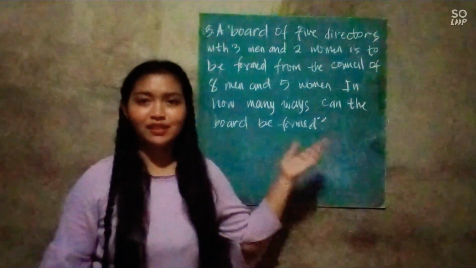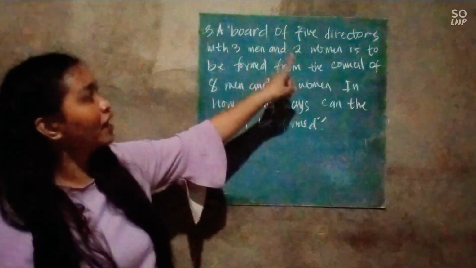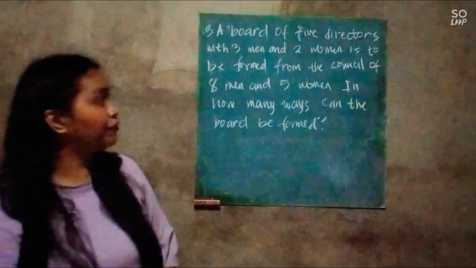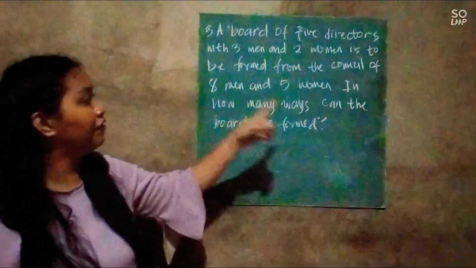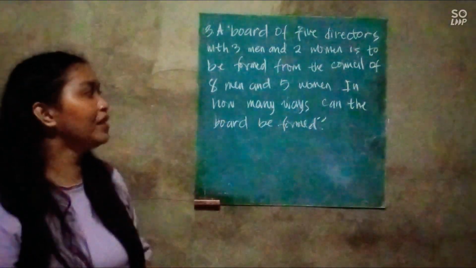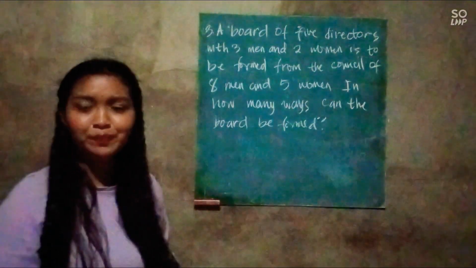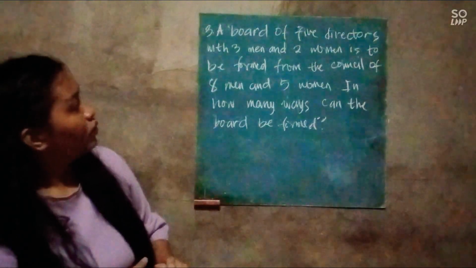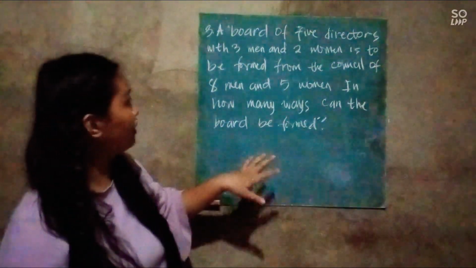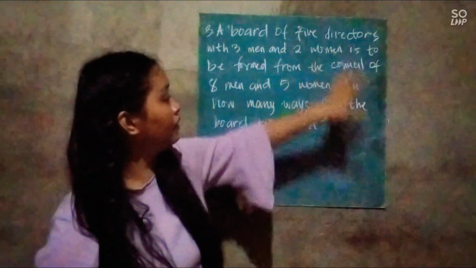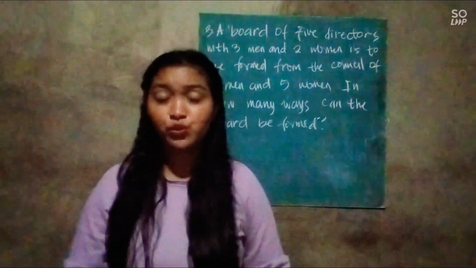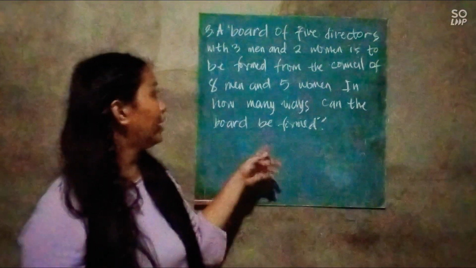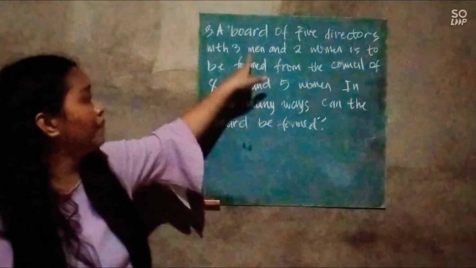Another example is this one. A board of 5 directors with 3 men and 2 women is to be formed from the council of 8 men and 5 women. In how many ways can the board be formed? So from here, since it is men and women, we have 2 solutions. So first, we will find the combination of men.